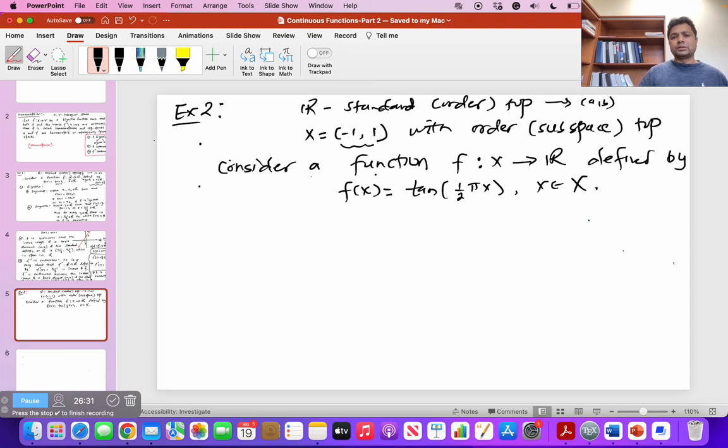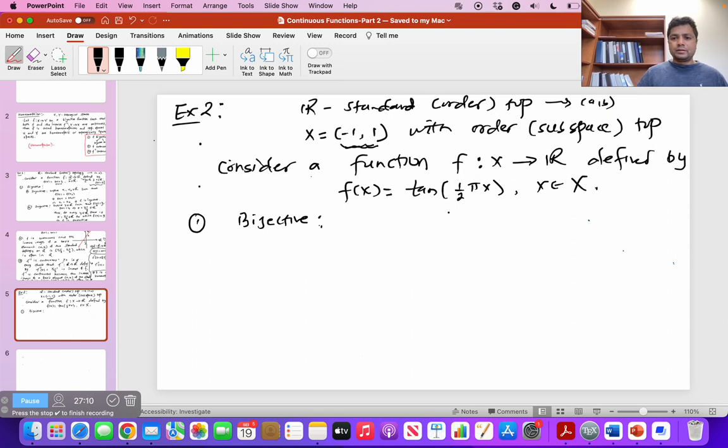So this function is going to be a homeomorphism between this interval and R. In order for this function to be a homeomorphism, it should satisfy all three conditions. The first one, the function has to be bijective. Like I mentioned in the first example, you can show this function is bijective algebraically or by using a graph. So let me use the graph here.